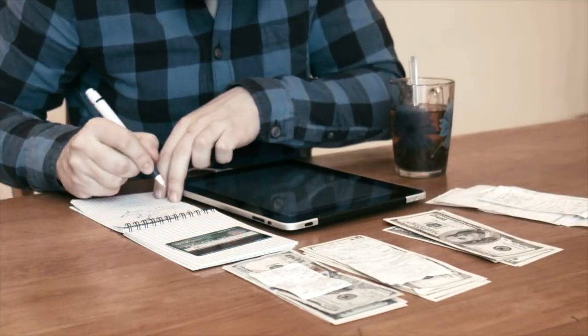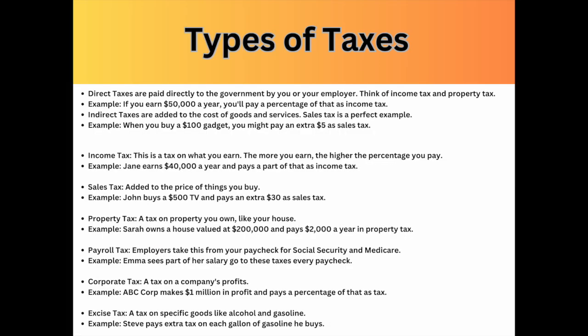Then we have sales tax. Well, sales taxes are added to the price of things you buy. So for example, John buys a $500 TV and pays an extra of $30 as a sales tax. So the income tax is direct tax and the sales tax is indirect tax.